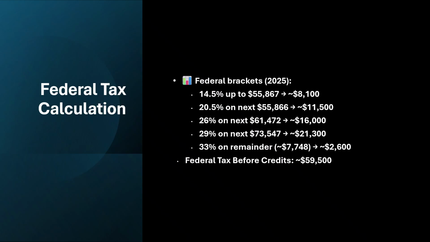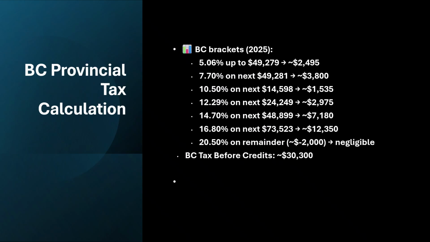It really does. When you add up all the federal rates, the federal tax before credits lands at about $59,500. Wow. And that's just federal. That's just federal. We still have to stack the provincial layer on top. And we're in BC for this example. Right. So our BC resident has a provincial tax structure that starts low at 5.06%, but it climbs fast. BC's top rate is 20.5%. So you combine the federal 33% and the BC 20.5%.